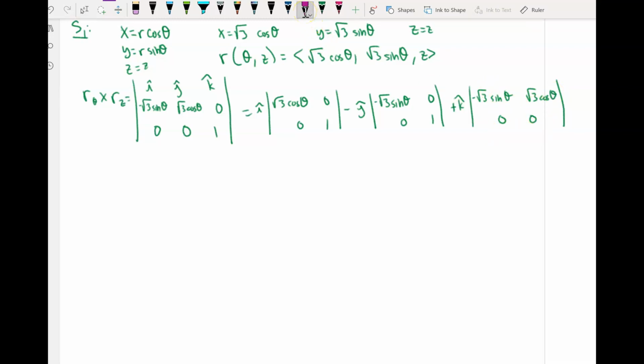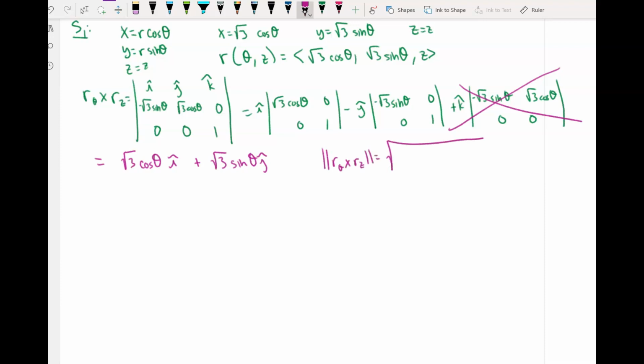So all I'm really left with, this guy is gone. I just have the square root of 3 cosine theta i hat. And then the negative and the negative turn into a positive square root of 3 sine theta j hat. And now finally, all we've got to do is take its magnitude. So the magnitude of this guy is going to be the square root of the sum of squares.